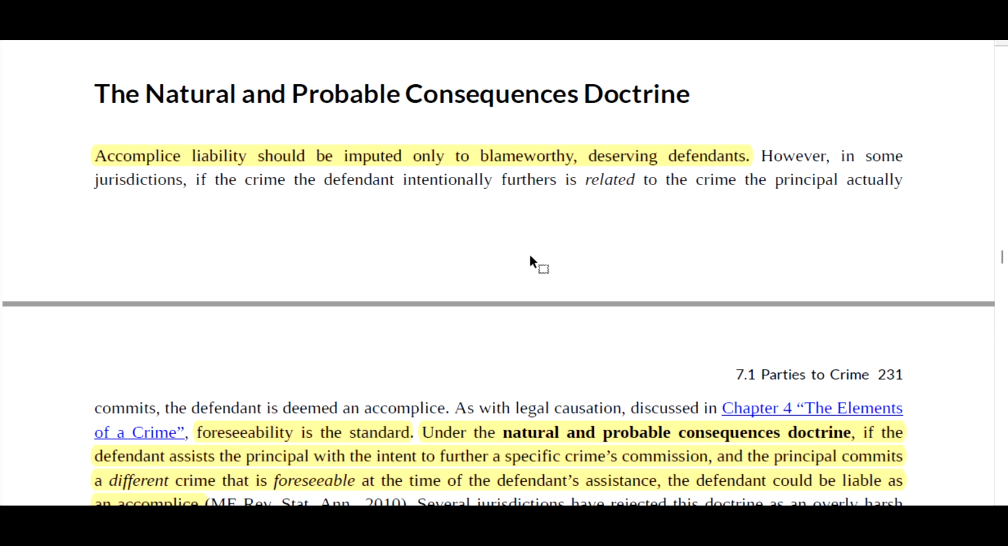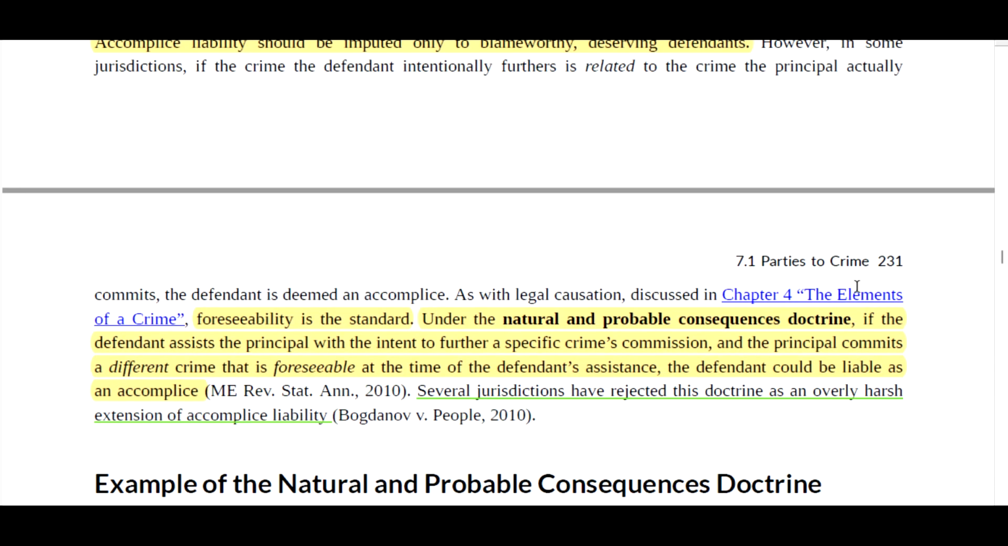So in that kind of way, and legal causation back in Chapter 4, foreseeability is the standard, and we kind of talked about that a little bit. So specifically, under the natural and probable consequences doctrine, if the defendant assists the principal with the intent to further a specific crime's commission, and the principal commits a different crime that is foreseeable at the time of the defendant's assistance, the defendant could be liable as an accomplice.